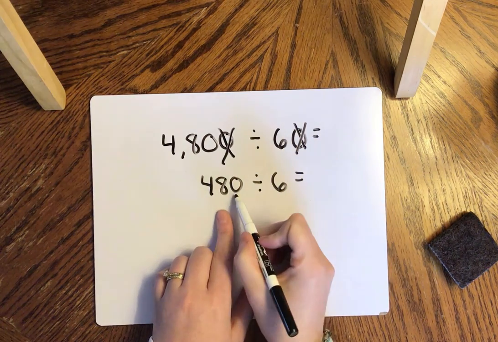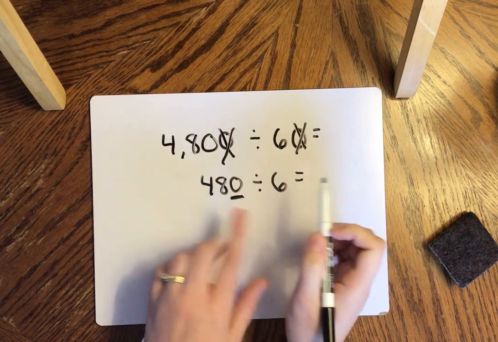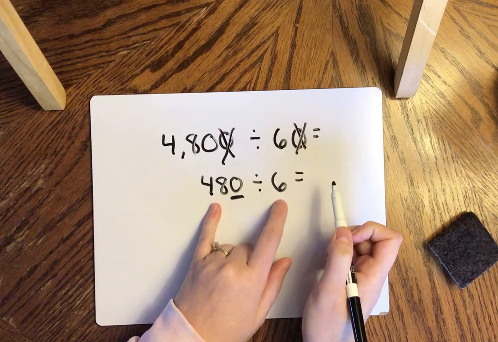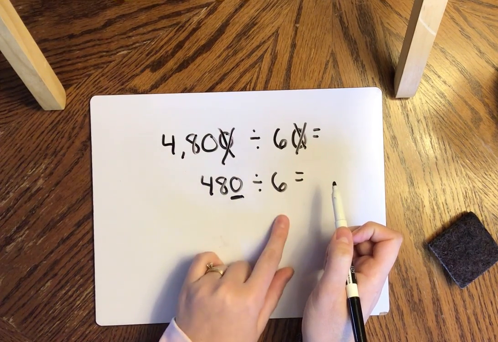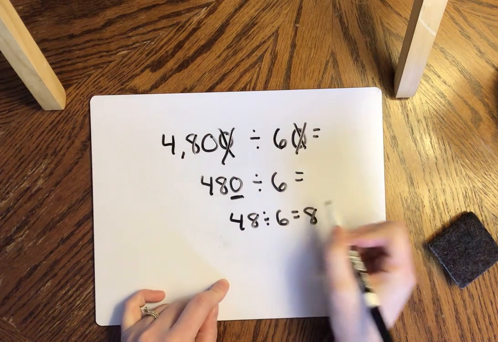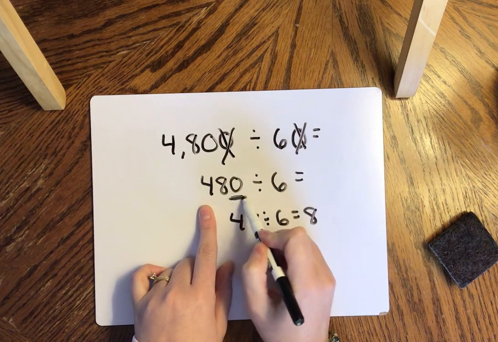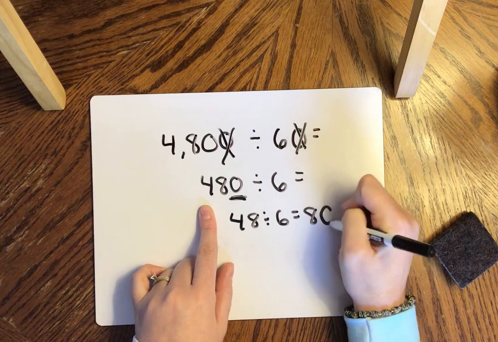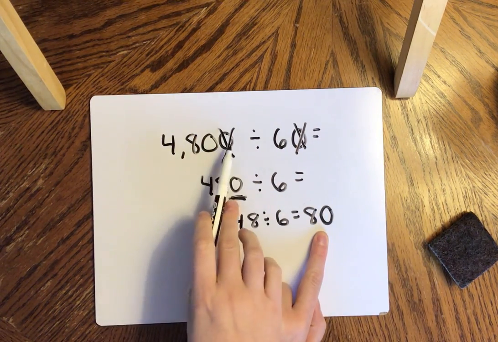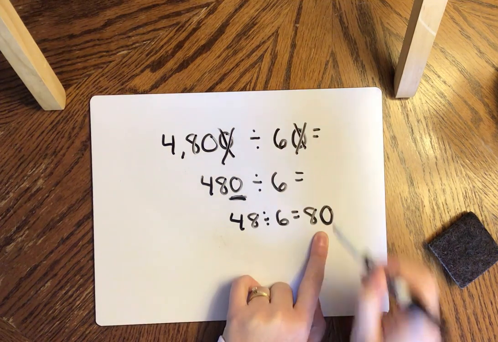Okay, this one gets a little trickier. We have a 0 here. For right now, we're going to forget about it. So we're going to do 48 divided by 6. 48 divided by 6 equals 8. We had an extra 0, so we just tack it on to the end. So the answer is 80. 4,800 divided by 60 equals 80.